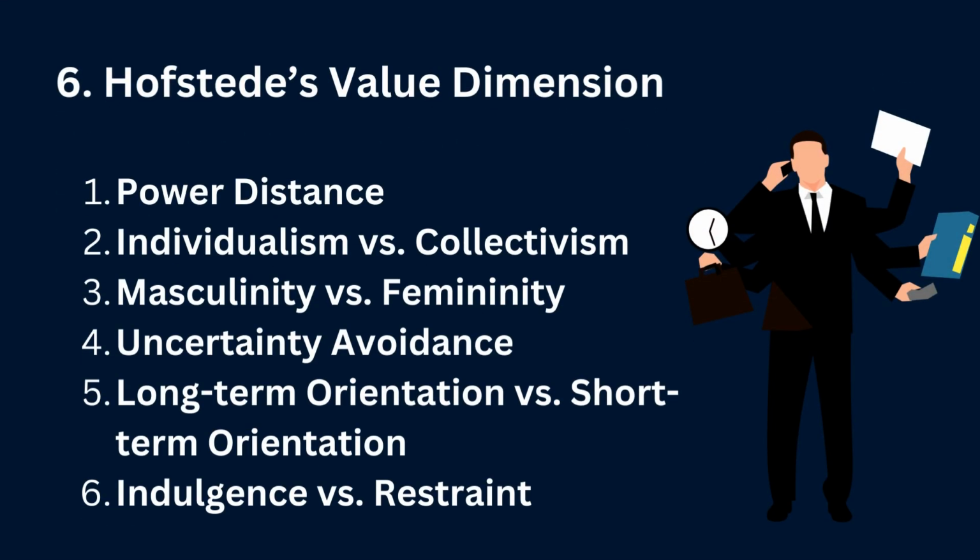Here, we will discuss Hofstede's value dimensions. Effective management styles are influenced by cultural characteristics, and understanding these differences is vital for the global business landscape. Hofstede's value dimensions offer a framework for comprehending and navigating these cultural variations, making it a valuable tool for global management. It consists of six dimensions, namely power distance, individualism versus collectivism, masculinity versus femininity, uncertainty avoidance, long term orientation versus short term orientation, and indulgence versus restraint.